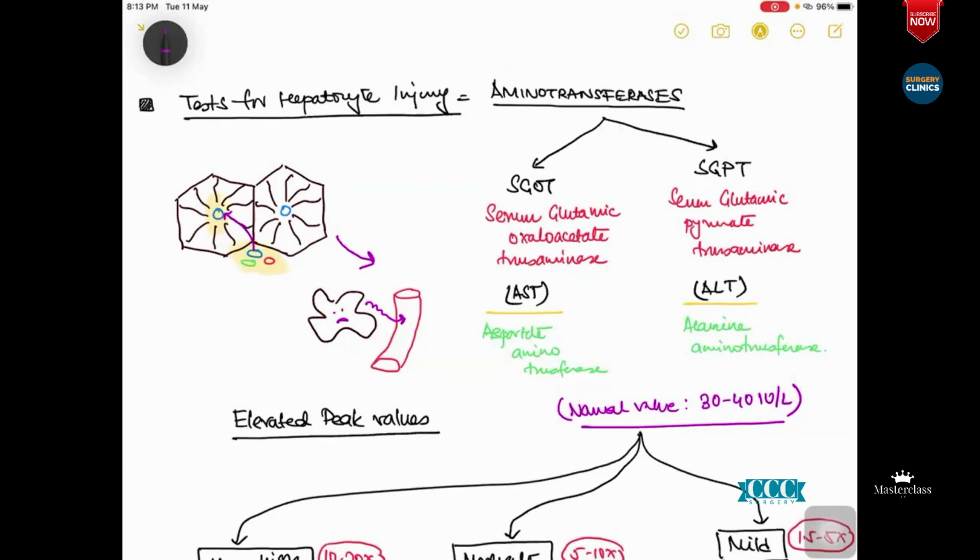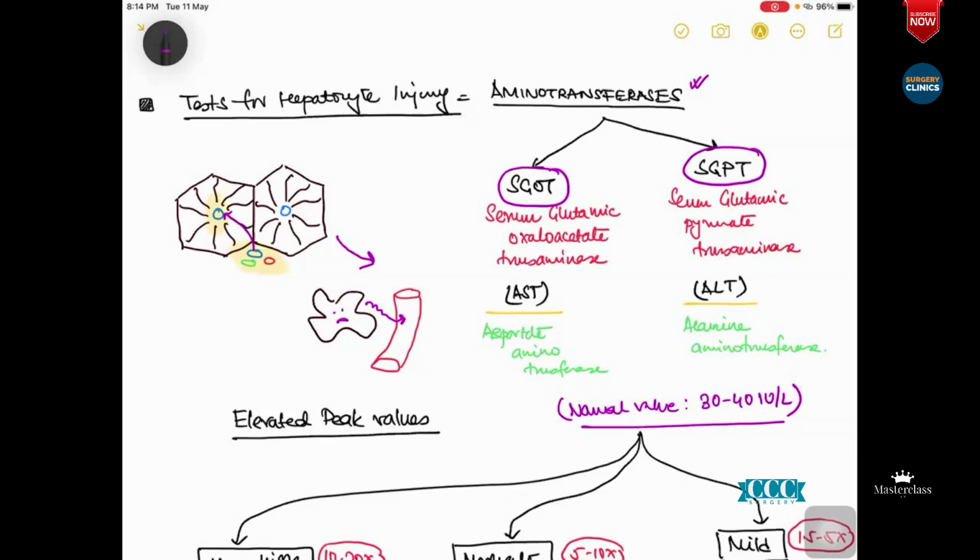So you take LFTs in a plain vial, the red one, and you get a report. You see that your aminotransferase enzymes are raised. Now it can be two things: you can have an SGOT or an SGPT. Now what is SGOT? This is often asked as an MCQ. Serum glutamic oxaloacetate transaminase. It is also known as AST, which is aspartate aminotransferase.